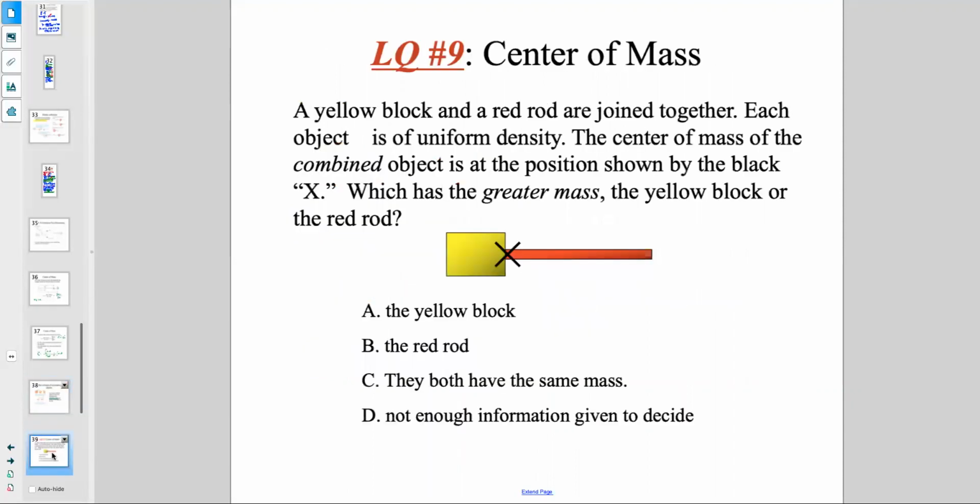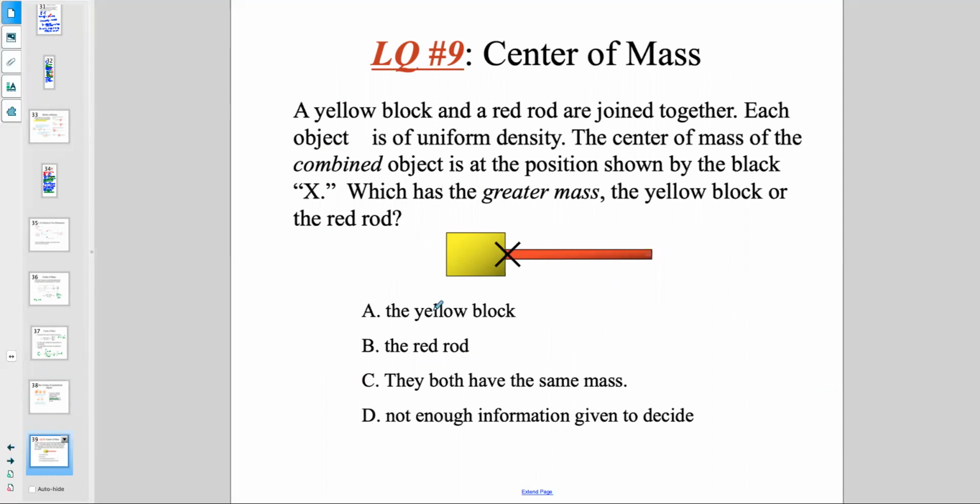Okay? Now let's take a look at this center of the mass. The yellow block and the red rod are joined together. Each object is of uniform density, so all the mass is uniformly distributed along each object.